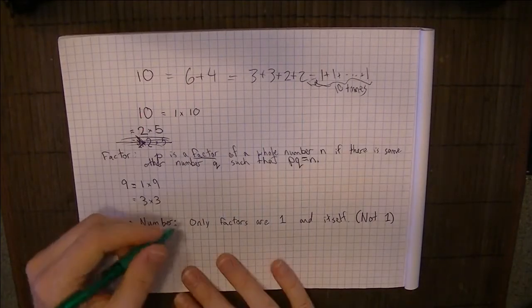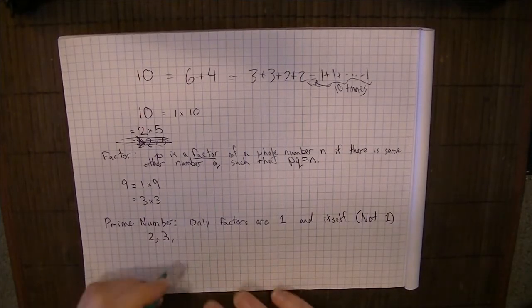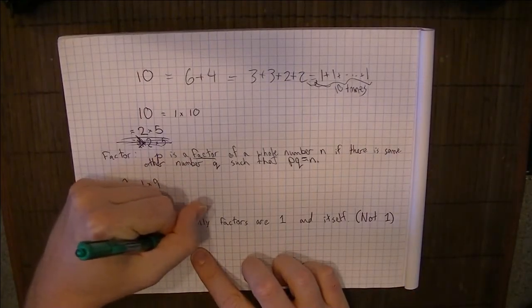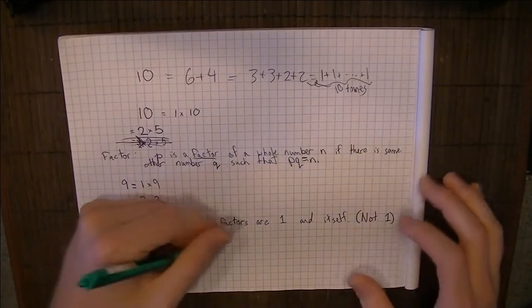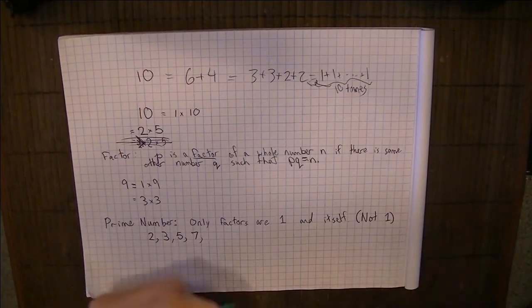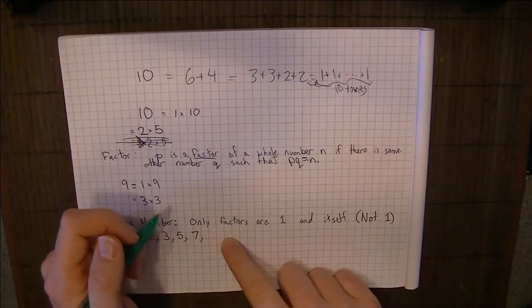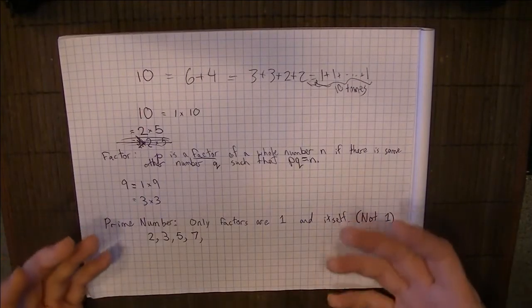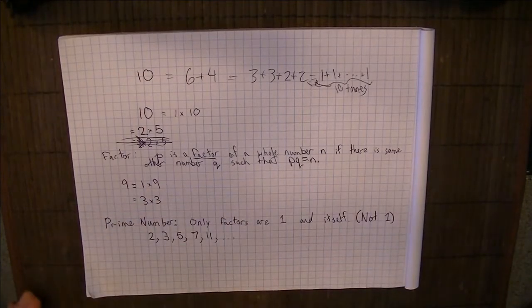All right, 3 is the next prime. 4 isn't prime, right? Because 2 goes into 4. So the next number is 5, and 5 is prime. 6, no, because it's 2 times 3. 7 is prime. 8 isn't, because it's 2 times 4. 9 isn't, because it's 3 times 3. 10 isn't, because it's 2 times 5. So the next one is 11, and we could keep going, right?